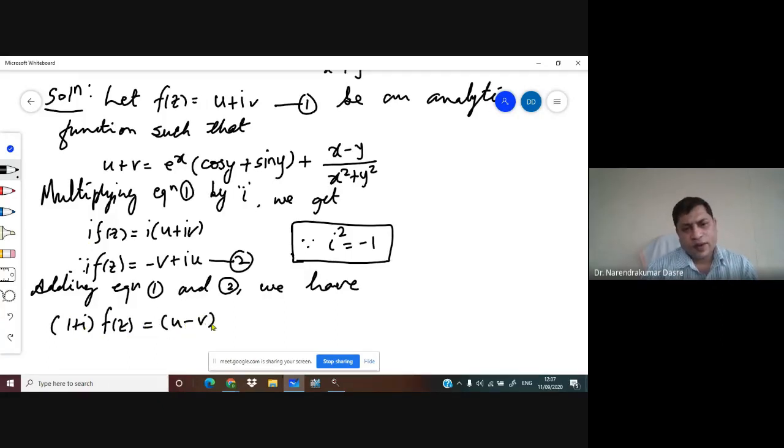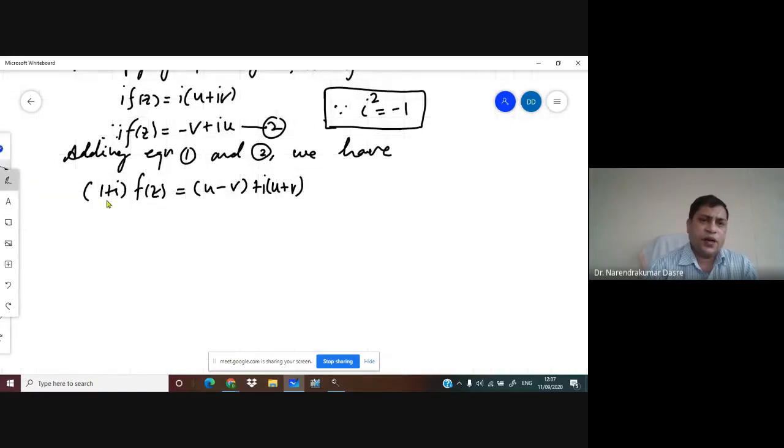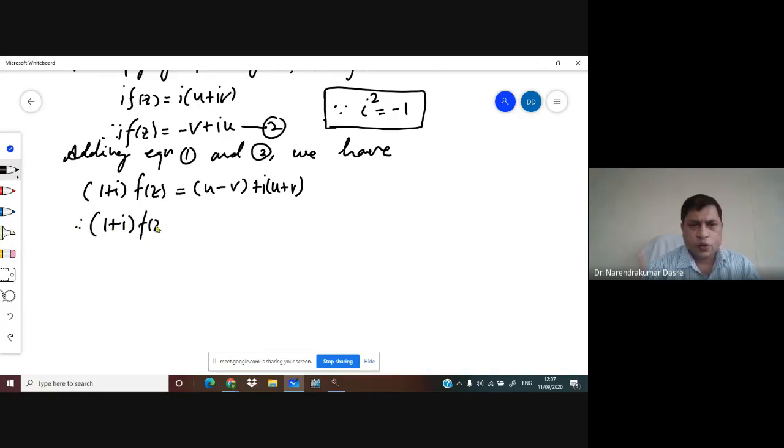So as we have to go with the pre-processing, first we will go with the pre-processing. So let f of z is equal to u plus iv, this is equation one, okay, be an analytic function such that, okay, what is given to you? u plus v is equal to e raised to x into cos y plus sin y, plus x minus y on x square plus y square.